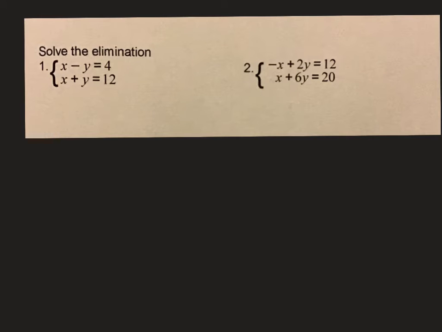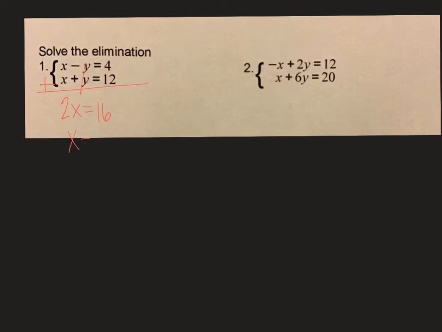Okay, so I started these nice and easy. Remember, we want one of our variables to have the same coefficient, just positive and negative. So if we look at number 1, x minus y equals 4 and x plus y equals 12, the y's are a negative 1 and a positive 1. So we can just go ahead and add those two equations together, because they're already going to add to 0. So x plus x gives me 2x. Negative y plus y is 0. 4 plus 12 is 16.